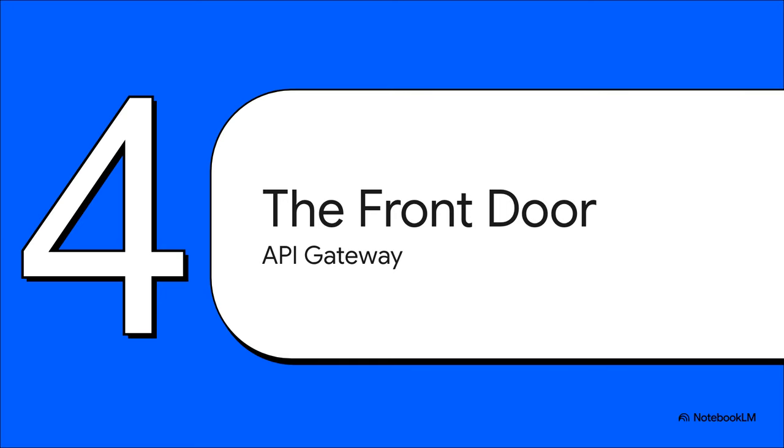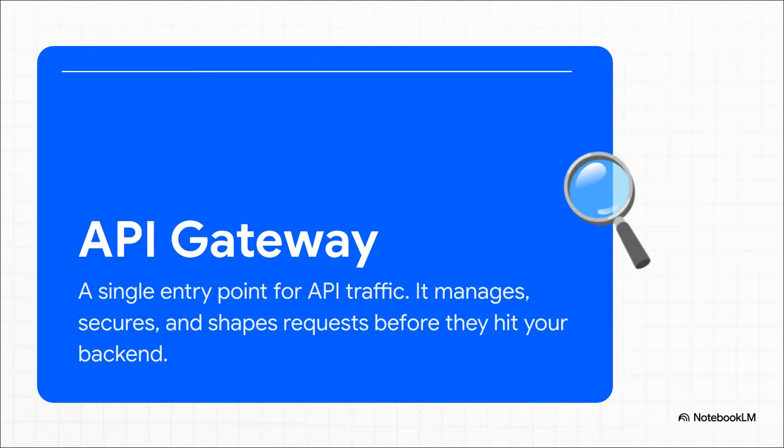Well, this is where our second hero comes in. We needed a single, clean, official front door for the entire system. And that front door is the API gateway. Now, it's really important to understand that this is so much more than just a traffic cop. It's more like a highly skilled security guard, concierge, and translator, all rolled into one.